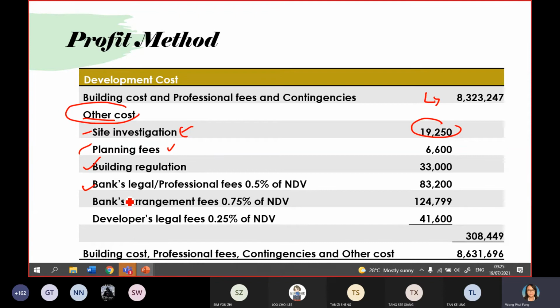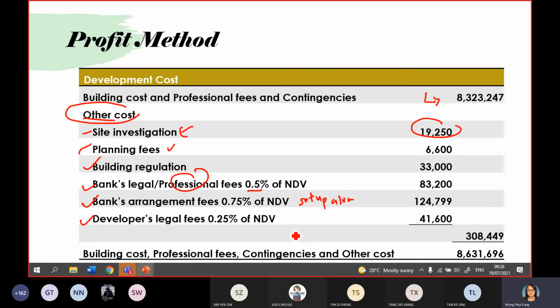Bank legal professional fee is of course when you ask the bank to help provide their services, the bank will charge a professional fee. Even consultants like QS and architect also charge consultant fees, so the bank will also charge a professional fee. Let's just assume 0.5% of the GDV. Bank arrangement fee is where the bank will arrange the finance for you, which means the bank will help you set up a loan account to arrange proper finance for your proposed development. So this is under the bank arrangement fee.